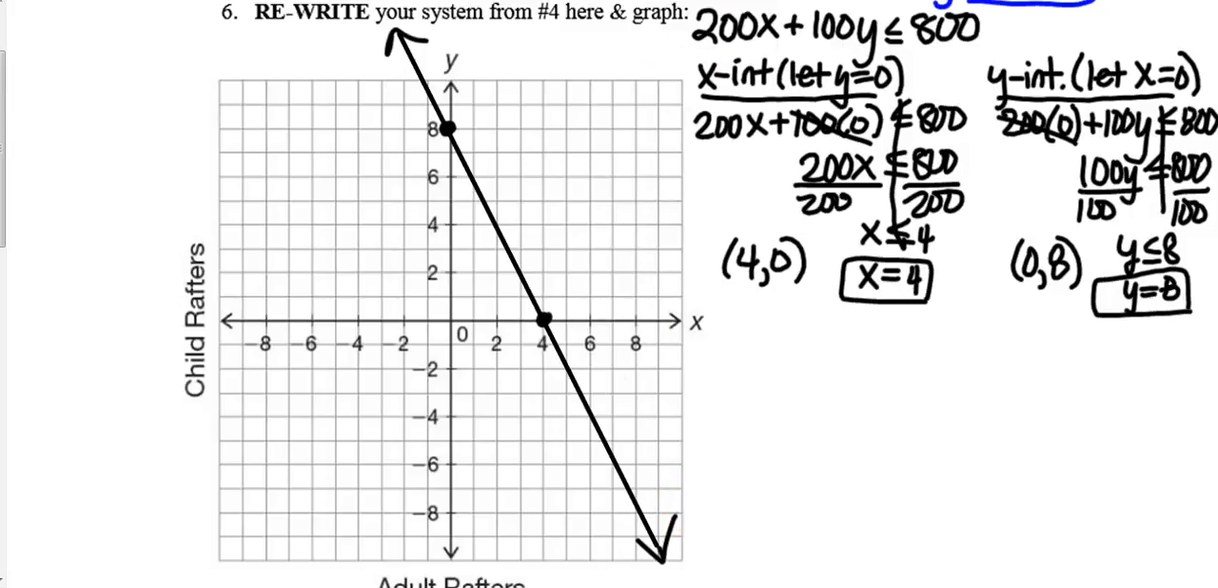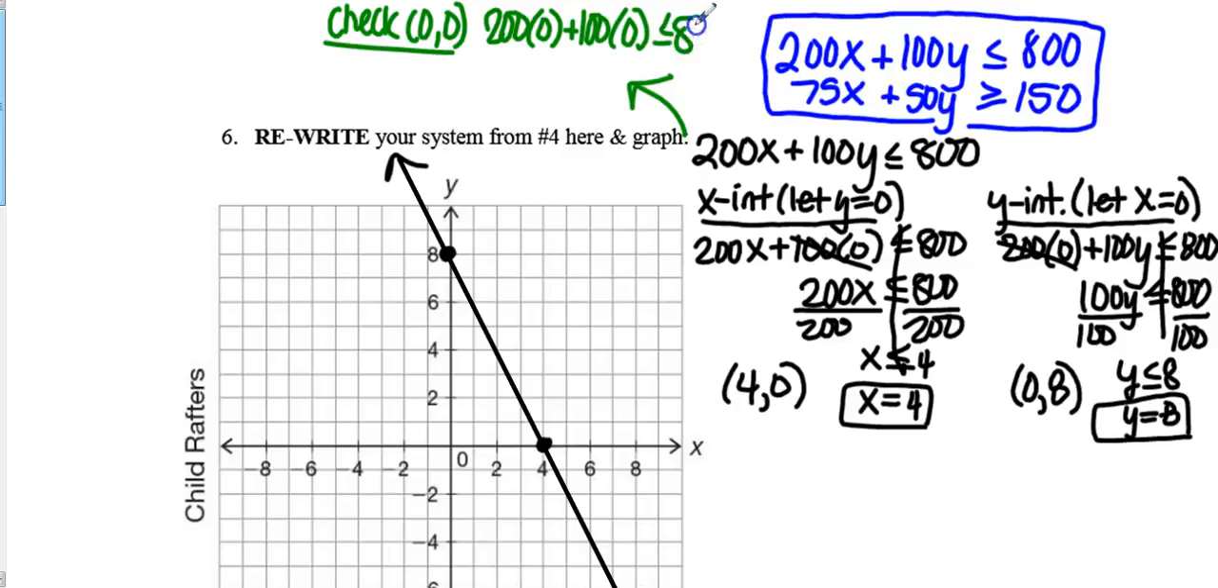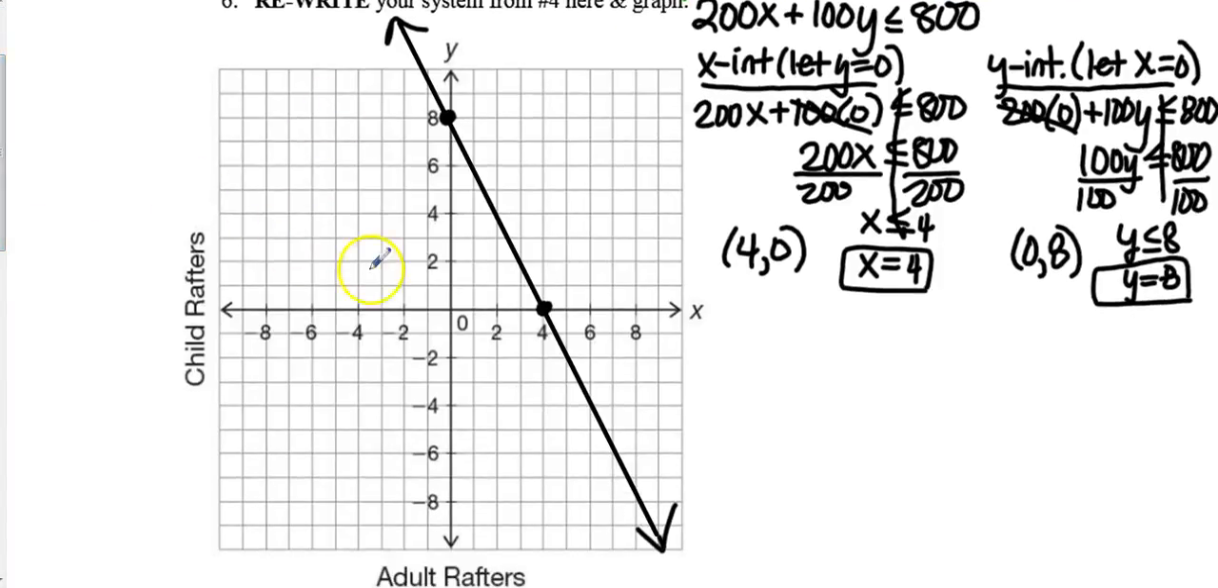We do need to check (0, 0) for shading. So I'm just going to draw a little arrow and say check (0, 0). This will be super quick because a lot will cancel, which is nice. So we have 200 times 0 plus 100 times 0 less than or equal to 800. Gone, gone. 0 less than or equal to 800. True. So that means we're going to shade the side that (0, 0) is on. Here's (0, 0). So I shade this way.